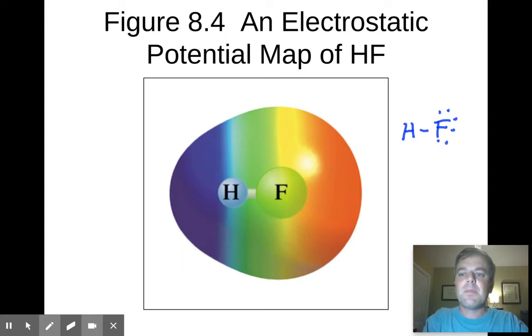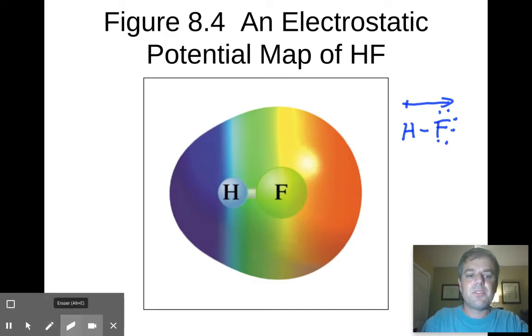The way we represent this dipole is essentially we draw a plus sign and then we point an arrow towards the negative end. So that represents the hydrogen is positive, the fluorine is negative. That's how we would represent a dipole.